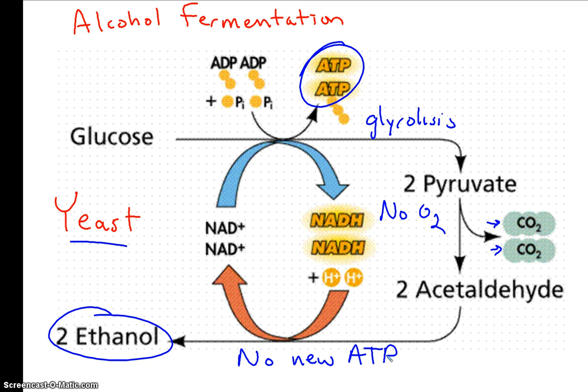But what does get produced during this process? What gets produced is NAD+. And if we have NAD+, glycolysis can continue, which will produce more ATP from that process, and fermentation can continue as well. So fermentation gives us no new ATP, but it does recycle NAD+ so that the process can continue. So when wine or beer is brewed, this is the process that's taking place, alcohol fermentation.